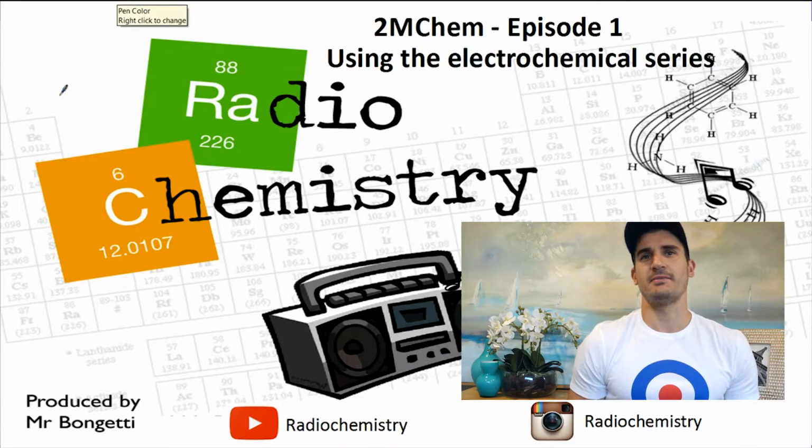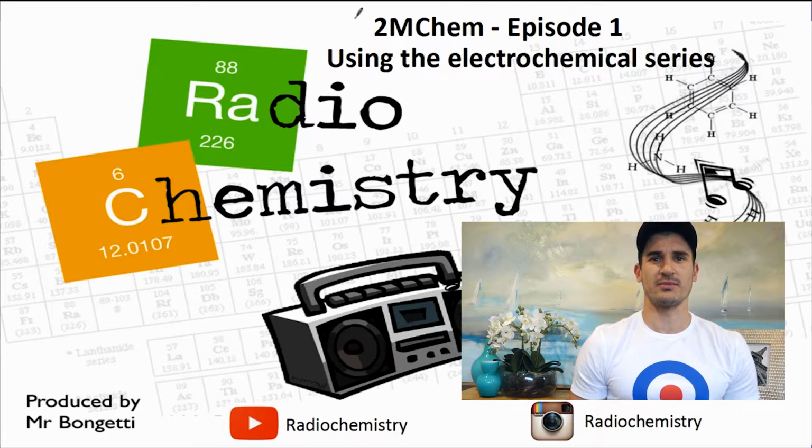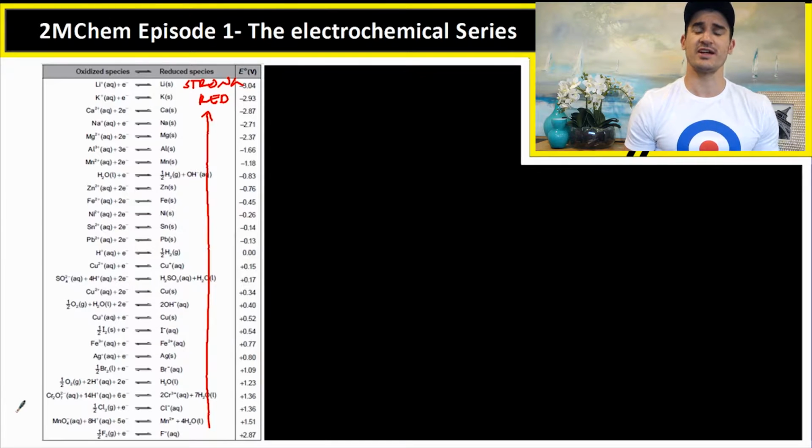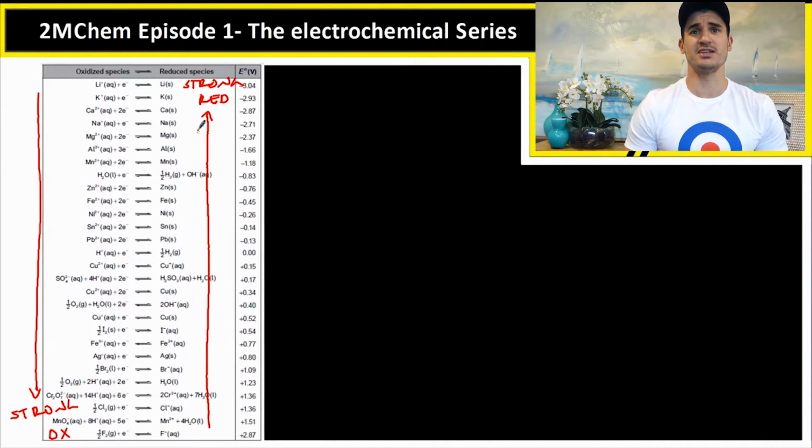Okay, so 2MChem episode 1, using the Electrochemical Series. Make sure you've got your data book for this one because we're going to refer to the Electrochemical Series in it. So here is the Electrochemical Series. We've got our strong reductants, which are on the top right hand side, and our strong oxidants, which are on the bottom left hand side. And there's a continuum of strength between those two things.